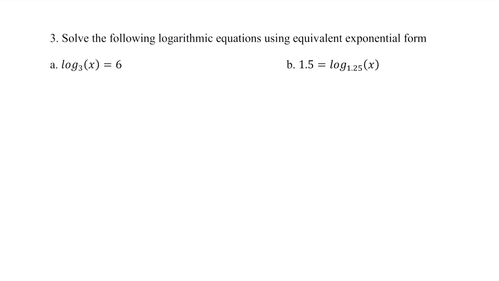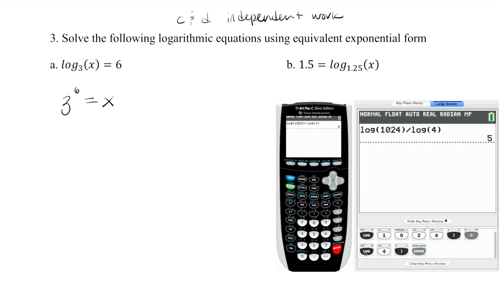Problem 3. Let's solve the following logarithmic equations by using the equivalent exponential form. And again, C and D are independent work. So for part A, log base 3 of x equals 6. So this can be written equivalently as 3 to the 6th power equals x. And on our TI, since I already have it up, 3, and then we use the exponent, 6, and you end up with 729.